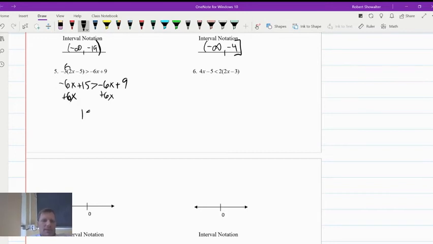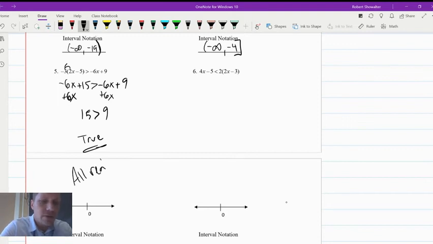Now we have a weird situation, so I'm going to slow down a little bit for explanation here. We get a statement that says 15 is greater than 9. Is that true? That's the question. x is dropped out. That's okay, we know that happens. So 15 is greater than 9. We know that's a true statement. Yes, that's accurate. So since that's true, we actually have all real numbers as our solution.